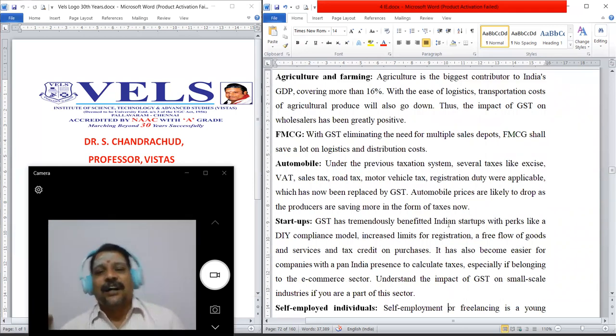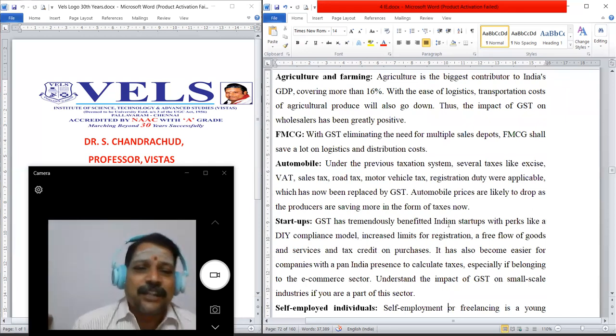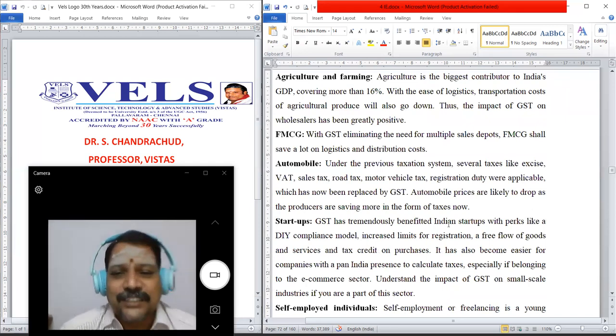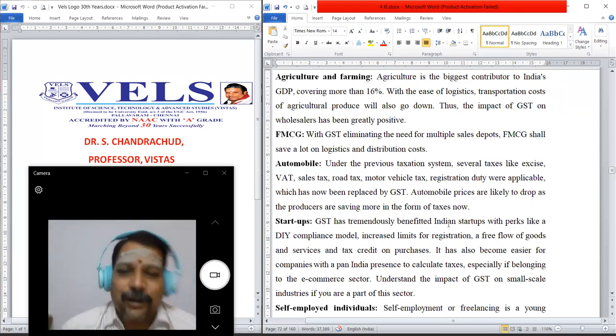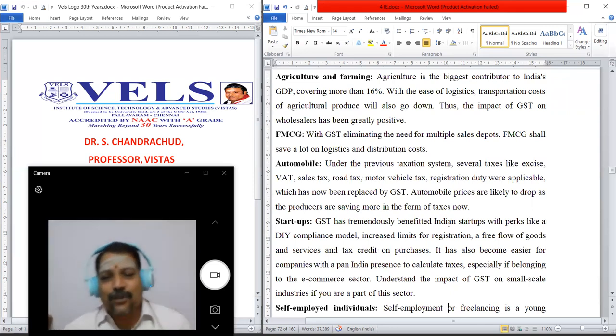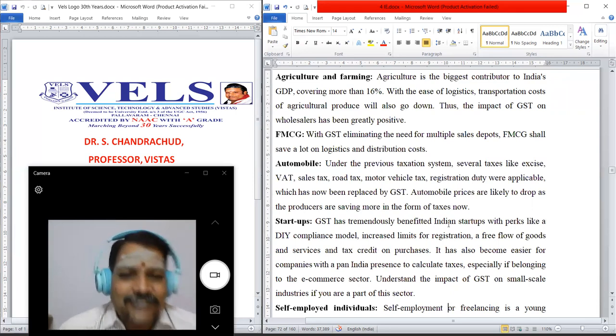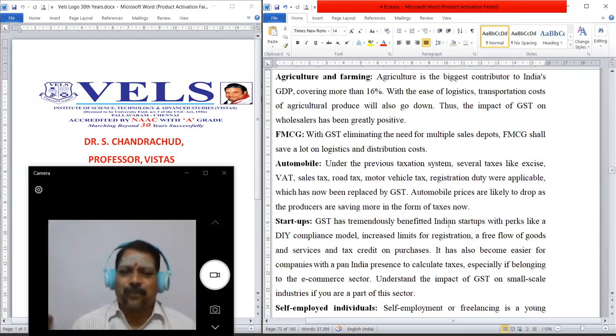FMCG: with GST eliminating the need for multiple sales depots, FMCGs have saved a lot of logistics and distribution costs. So it is beneficial. Then in the case of automobiles, under the previous tax system, several taxes like excise, value-added tax, sales tax, road tax, motor vehicle tax, registration duty, and so on were all applicable, which are now replaced with one tax called GST, goods and services tax.